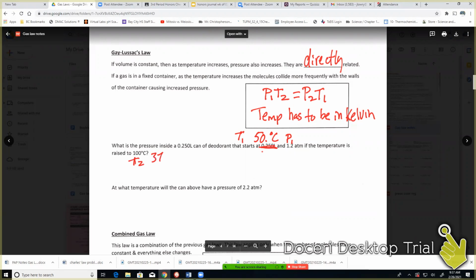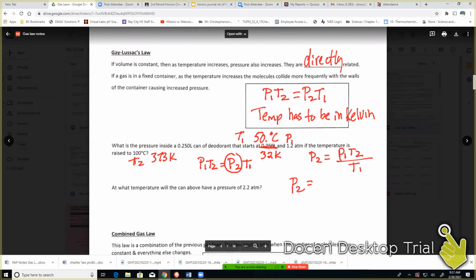So this ends up being 373 K, and this one ends up being 323 K. I just added 273 to both of those. So my formula is P1 T2 is equal to P2 T1, and I am solving for my P2. If I rearrange that, I get P2 is equal to P1 T2 divided by T1. Or you could just plug your numbers in if you prefer to do it that way.